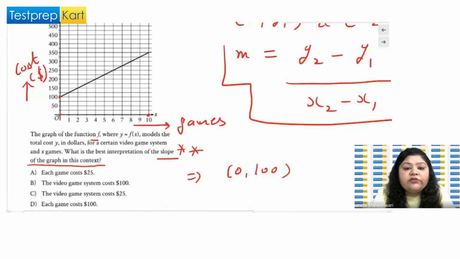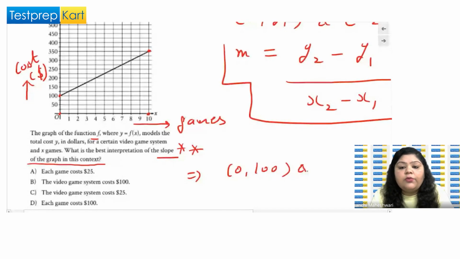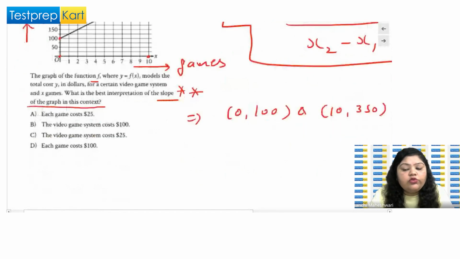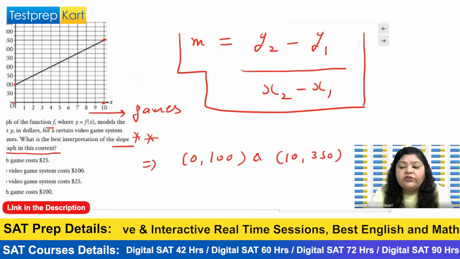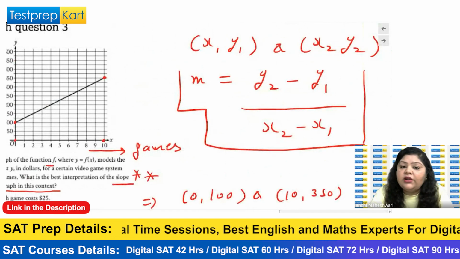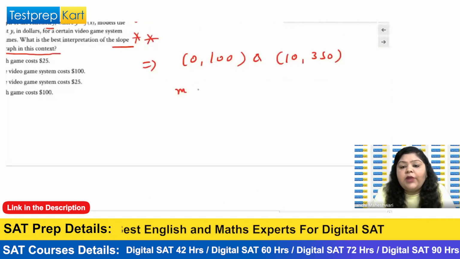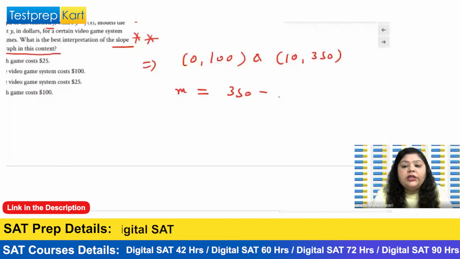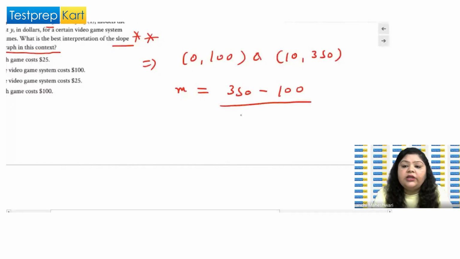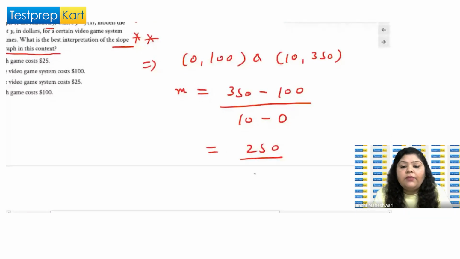In a similar fashion, when we have 10 games, what is the total cost of this video game system? Can I say 350? So another point I have is (10, 350). Now I have those 2 points. With the help of these values and the formula we just discussed, can't we find the value of slope? Of course we can. Just apply the same formula: y2 minus y1, that means 350 minus 100, divided by x2 minus x1, that means 10 minus 0. Now it becomes 250 divided by 10. So the slope value comes out as 25. This is the slope of this whole graph.